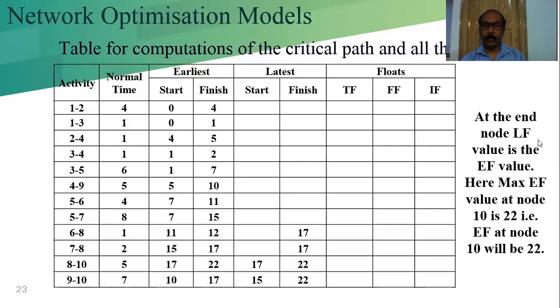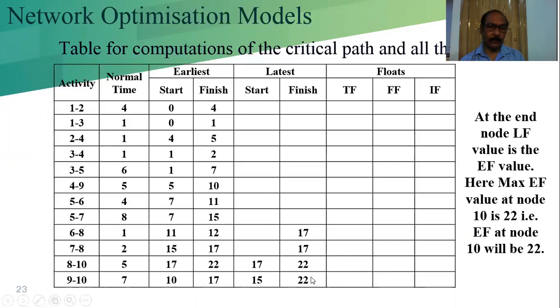Now at the end node, the latest finish value is the early finish value. Here, the maximum EF, that means the earliest finish time value at node 10, is 22. That is the EF, the earliest finish at node 10, which will be 22. And from that we are considering the LF. LF is equal to 22, then we have to start, not the 17.